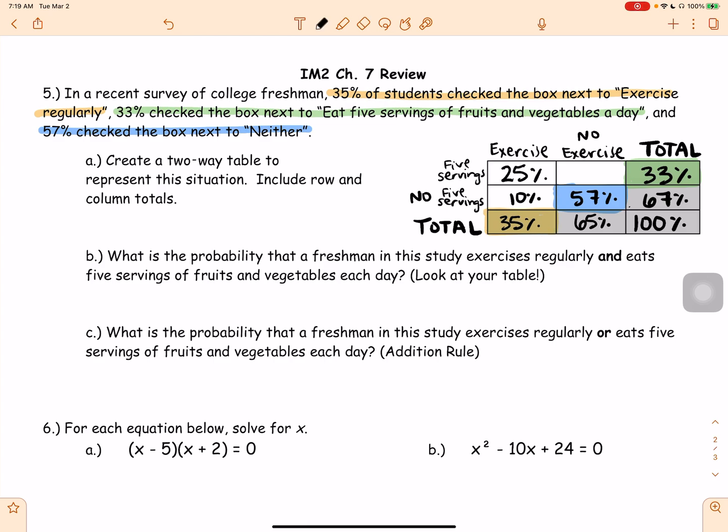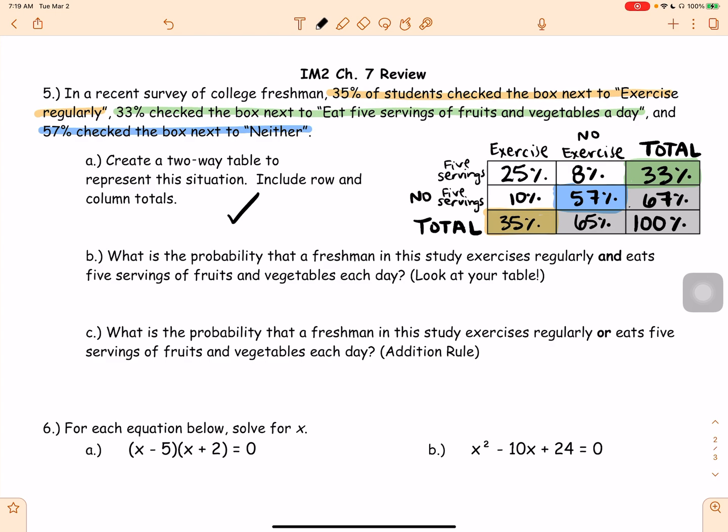There we go. And then here, this one you can use either this way or that way. It does not matter which one you use to find it. So I'll just look at the 5 servings. So 33% of students do eat their 5 servings a day. 25% of them exercise. So that means 8% of them do not exercise. All right, so now this is all done, part A.